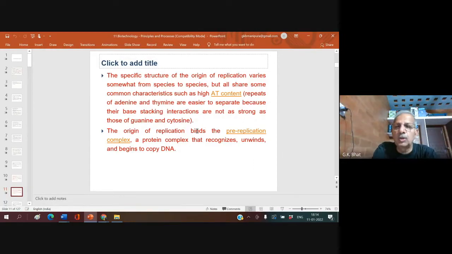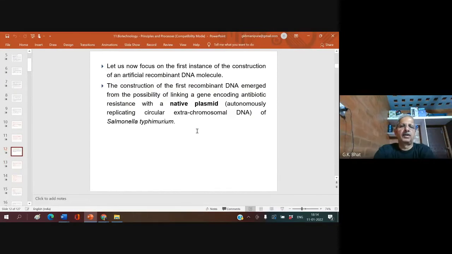Why? What is the advantage of high AT content? They can be easily separable. The origin of replication binds to the pre-replication complex, a protein complex that recognizes, unwinds, and begins to copy. Leave it. Okay. Now let us take it further.